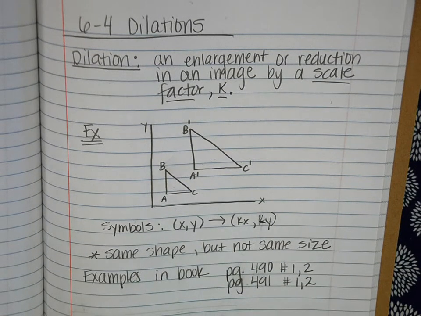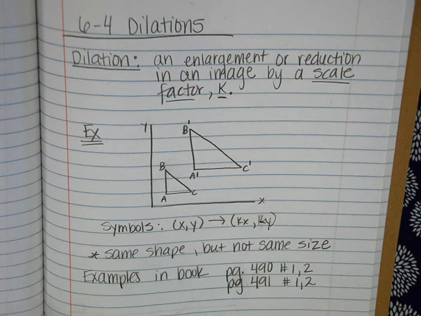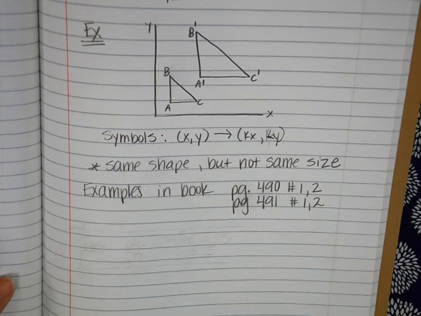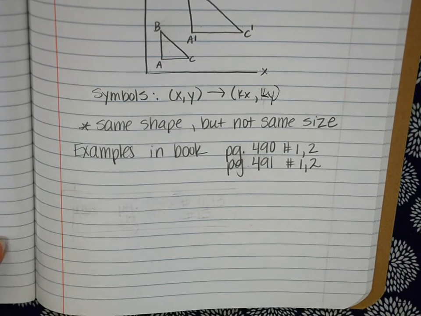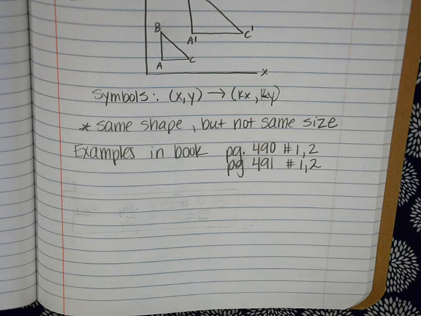If you don't have your book, you'll have to do this on graph paper, so hopefully you have a book. So 490, 1 and 2, and 491, 1 and 2. And I'm still going to record this so people at home can have this information.